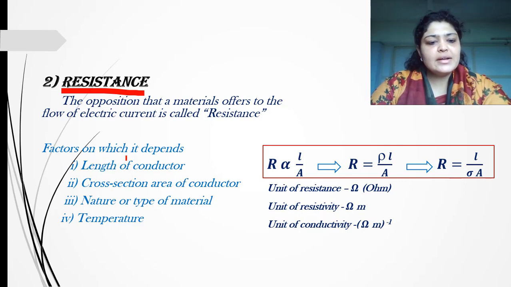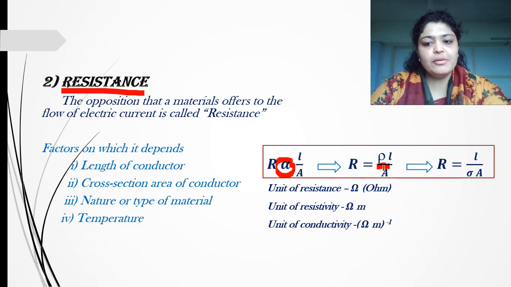There are some factors on which resistance depends. It depends directly on the length of conductor. It depends inversely on the cross-section area of conductor. It also depends on nature or type of material, and it depends on temperature of material. So we have the relation R proportional to L by A. Removing this proportionality sign, we define a term rho, that is resistivity of a material. So R is equal to rho L by A.